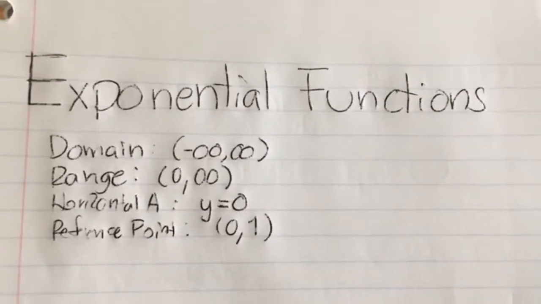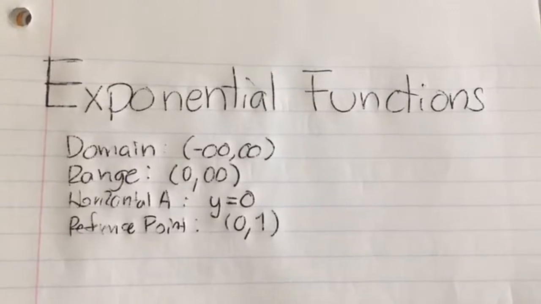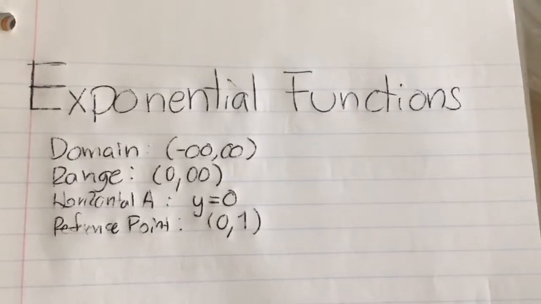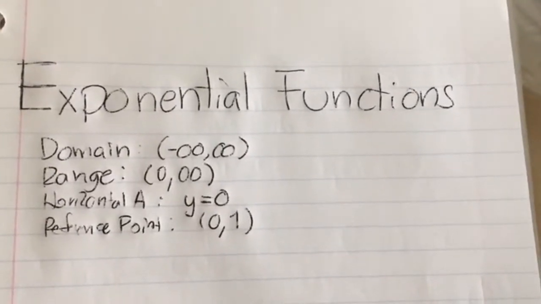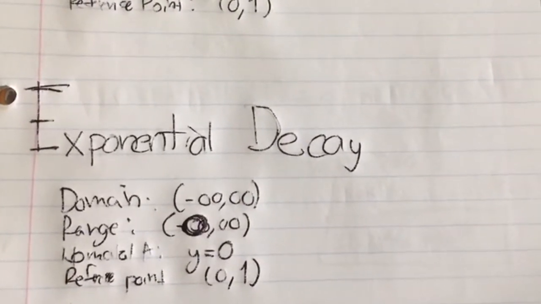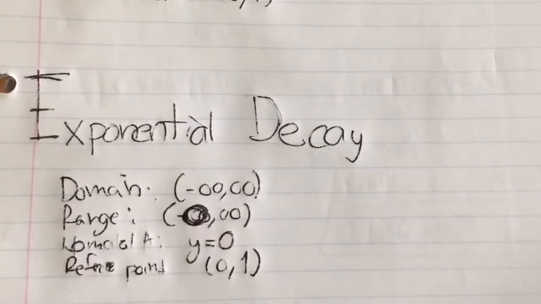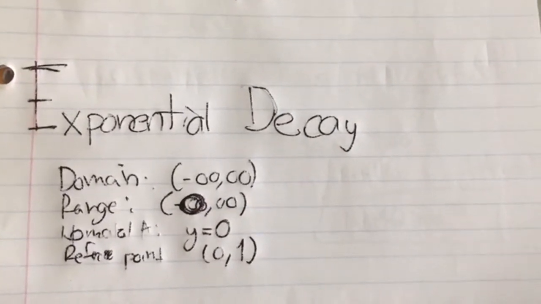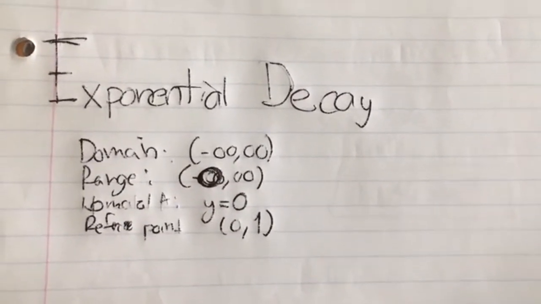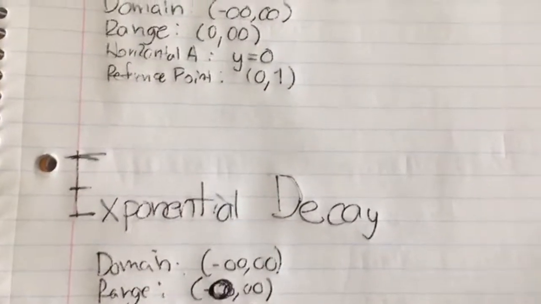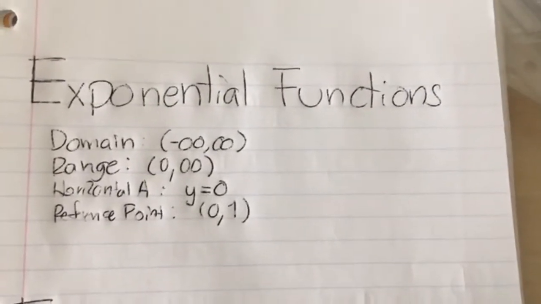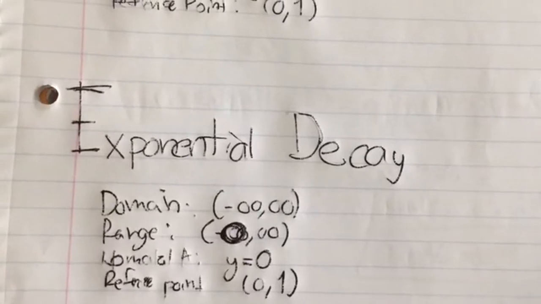In exponential functions, the domain is always all real numbers. The range is from 0 to infinity. The horizontal asymptote is y equals 0, and the reference point is (0, 1). And in exponential decay, the domain is from negative infinity to positive infinity, meaning all real numbers. The range is from 0 to infinity, and the horizontal asymptote is y equals 0, and the reference point is (0, 1). While both of these functions are exactly the same, the difference is that in exponential growth functions, the intervals are always rising, and in exponential decay functions, they're always decreasing.